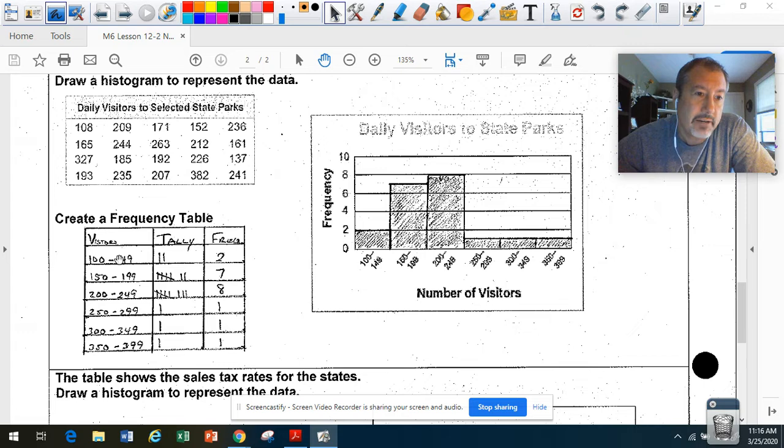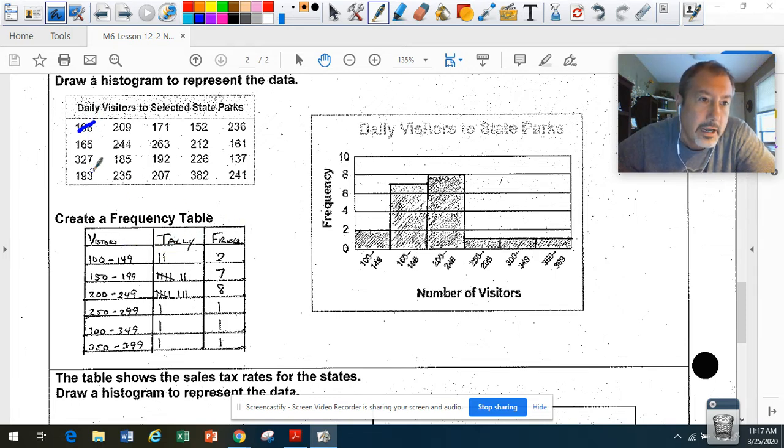So we have our 0 to 149, 150 to 199, and so on and so forth. Let's go up here to our table. We need to first find how many times 100 to 149 occurs, so we'll use our tally marks. Here's 1, so put a tally mark here.